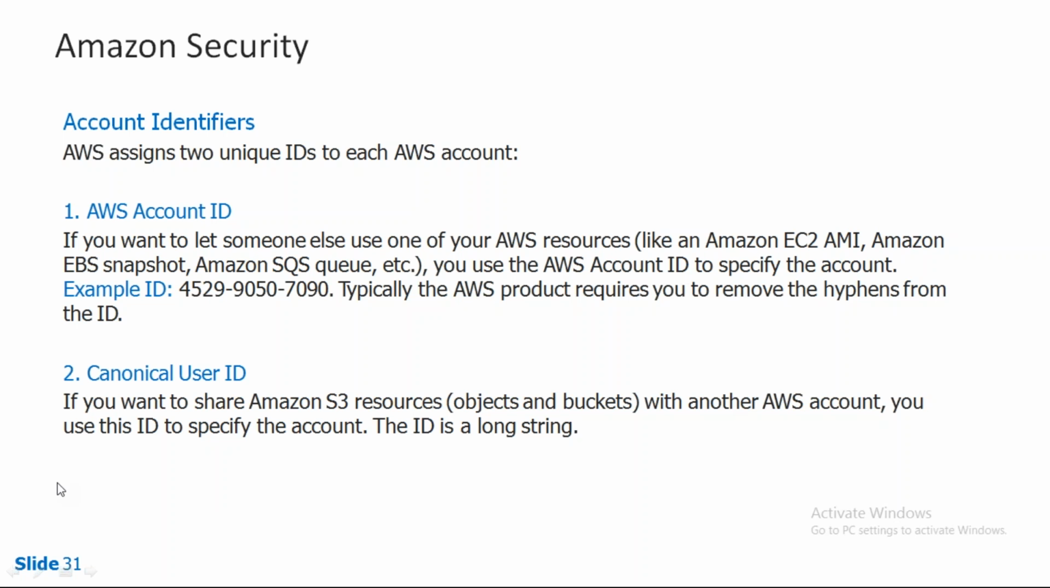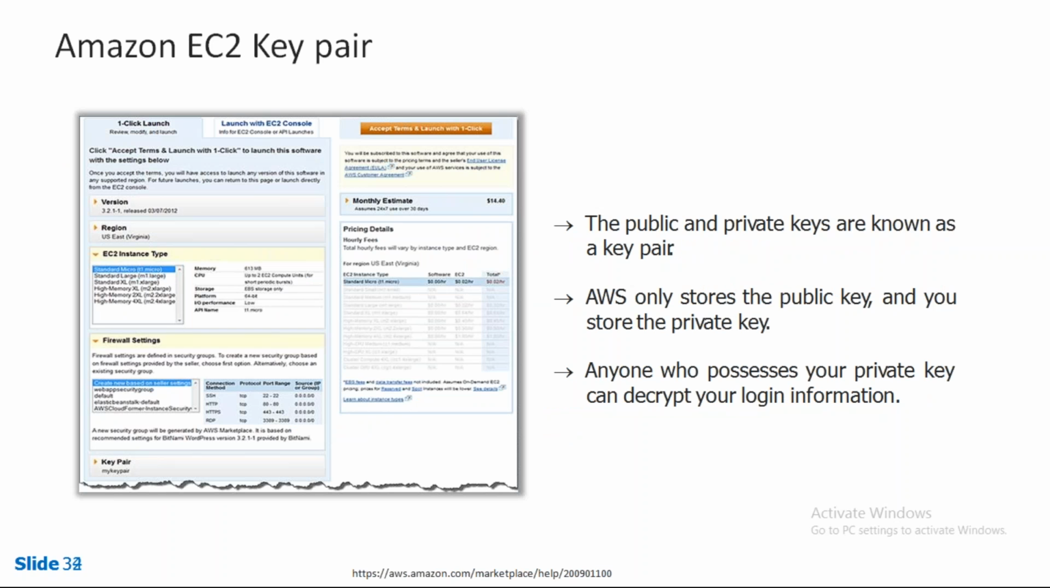If you want to share Amazon's S3 resources with another AWS account, you use this ID to specify the account. The ID is a long string. So what do you mean by an account ID? It is to recognize yourself. Whenever you want to share something from your account to somebody else, you will be recognized with that ID provided to your account. So that is what you remember with that.